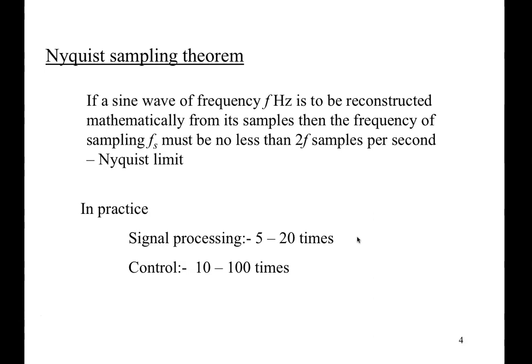Okay, and then from the sampling frequency, the inverse of that gives you your sampling interval. So you would really need a much smaller sampling interval than the theory will allow you. Okay, so that's practice for you. So remember that it's 10 to 100 times the highest frequency a control system has to deal with.